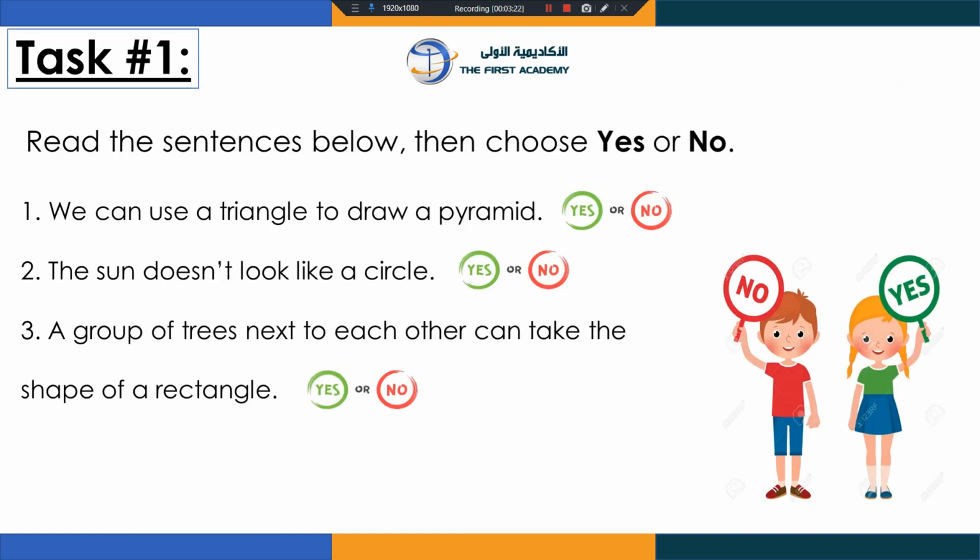For task number 1, you need to read the sentences below and choose yes or no. Number 1 says, we can use a triangle to draw a pyramid. Is it yes or is it no? Choose one. Number 2, the sun doesn't look like a circle. Number 3, a group of trees next to each other can take the shape of a rectangle.